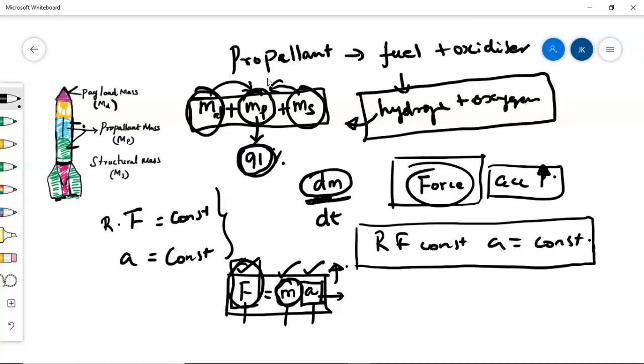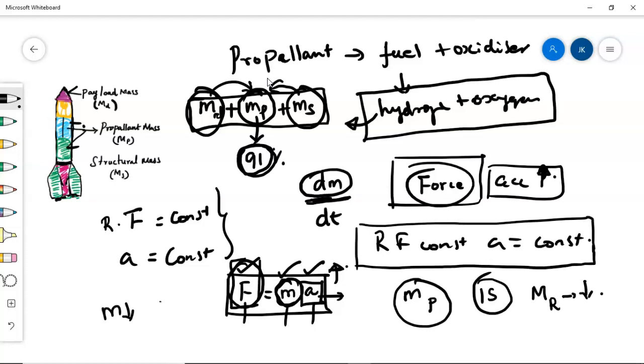So here if you investigate, you will understand that constantly the propellant, the mass of fuel, decreases every 1 second. Every 1 second, the fuel mass decreases. So the total mass of the rocket decreases. So here mass decreases. What happens?